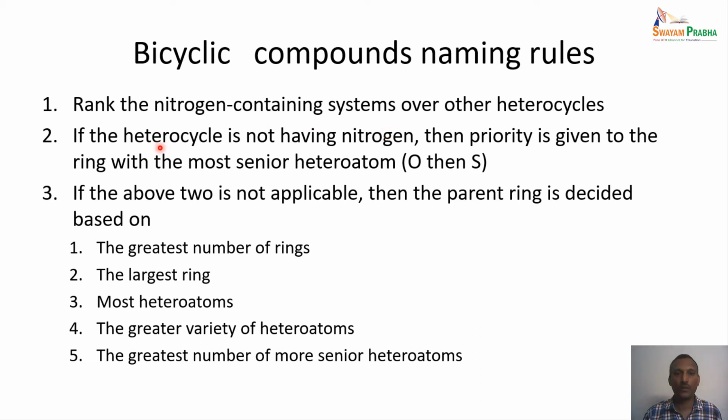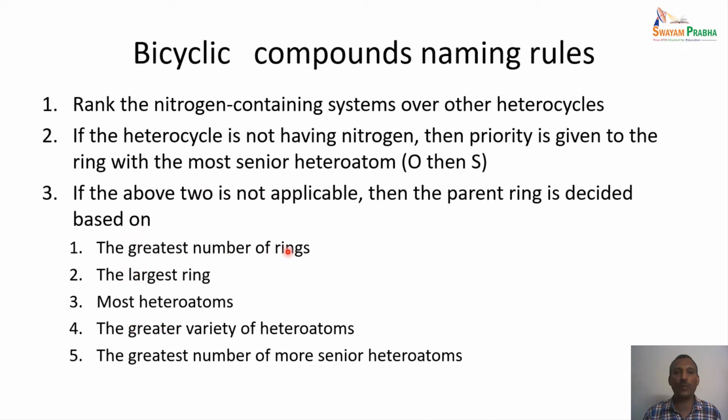If the heterocycle is not having any nitrogen, then the priority is given to the ring with the most senior heteroatom. Generally, oxygen is the next senior heteroatom, followed by sulfur. So if there is no nitrogen, then oxygen gets the priority, followed by sulfur. And if these two rules are not applicable, then the parent ring is decided based on these sub rules.